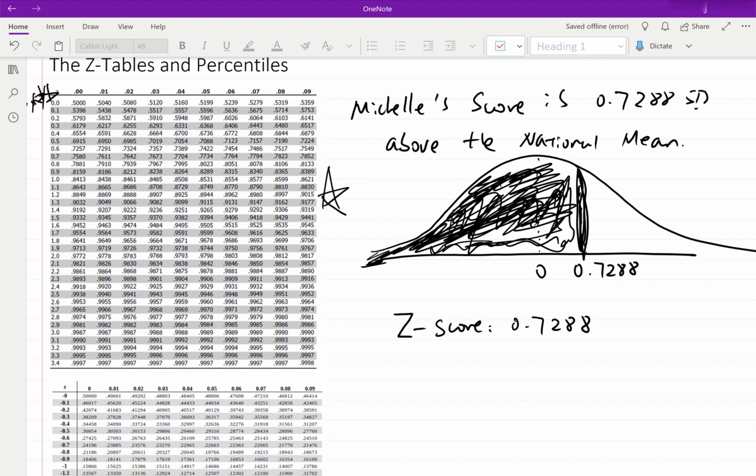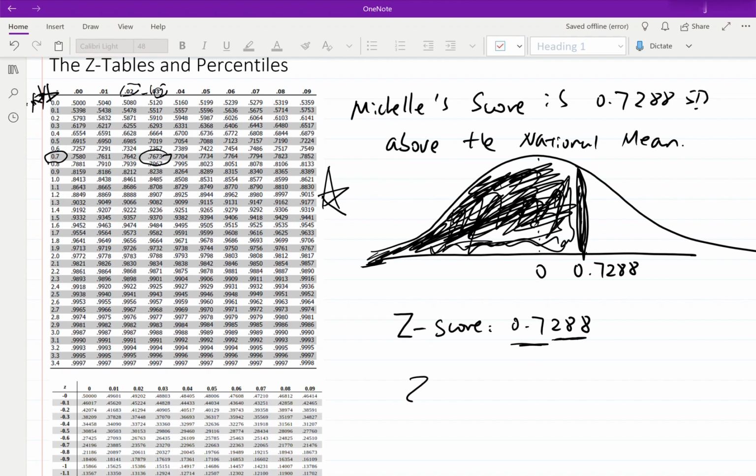Now, since we have a positive Z score, we're going to look at this table here. First, we're going to look for 0.7. So 0.7 is here. And then we're going to look for 0.0288 here, right? So what we see is we have 0.72 and 0.73, so our Z score is in between these two values, but since it's closer to 0.73, I will just go ahead and pick this value here, okay?